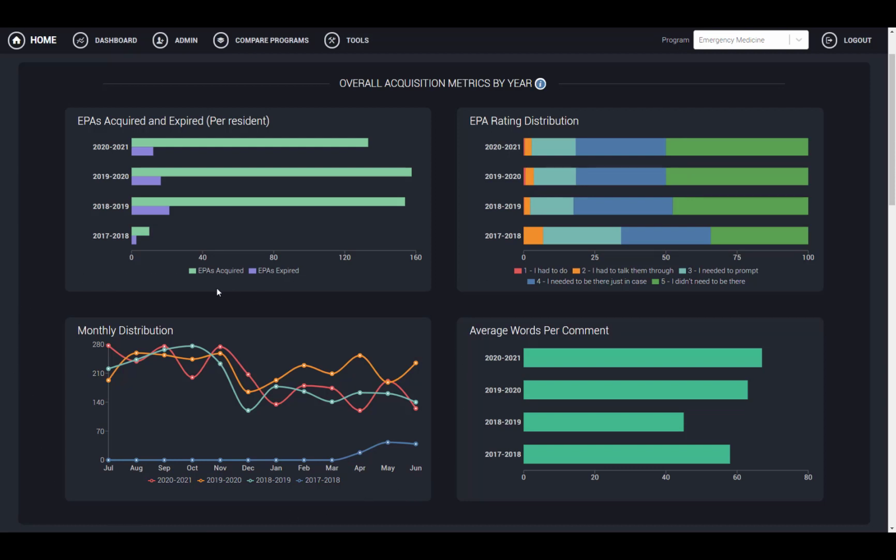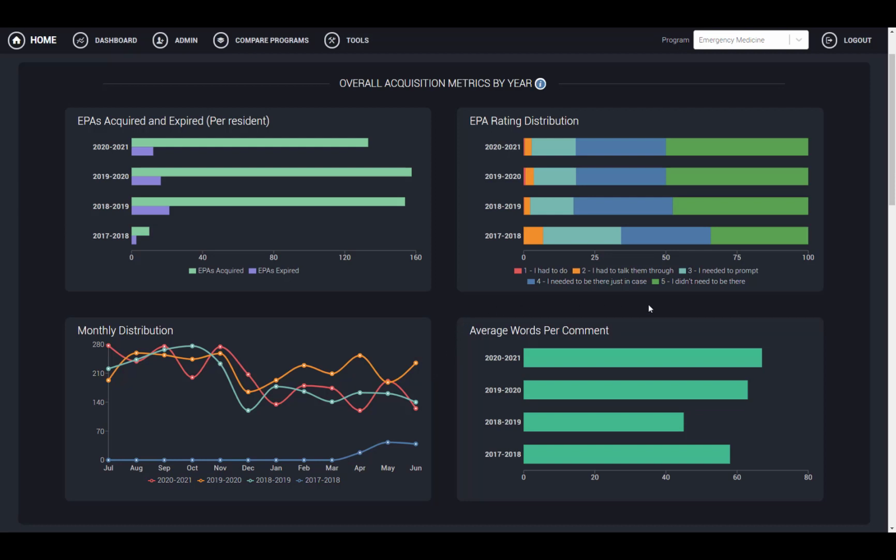This figure is a line graph comparing the number of EPAs completed in each month. In this case, the 2020-21 trend line drops below the 2019-20 trend line in January. Interestingly, this coincided with the introduction of a new non-EPA full shift assessment form that we introduced in January of 2021.